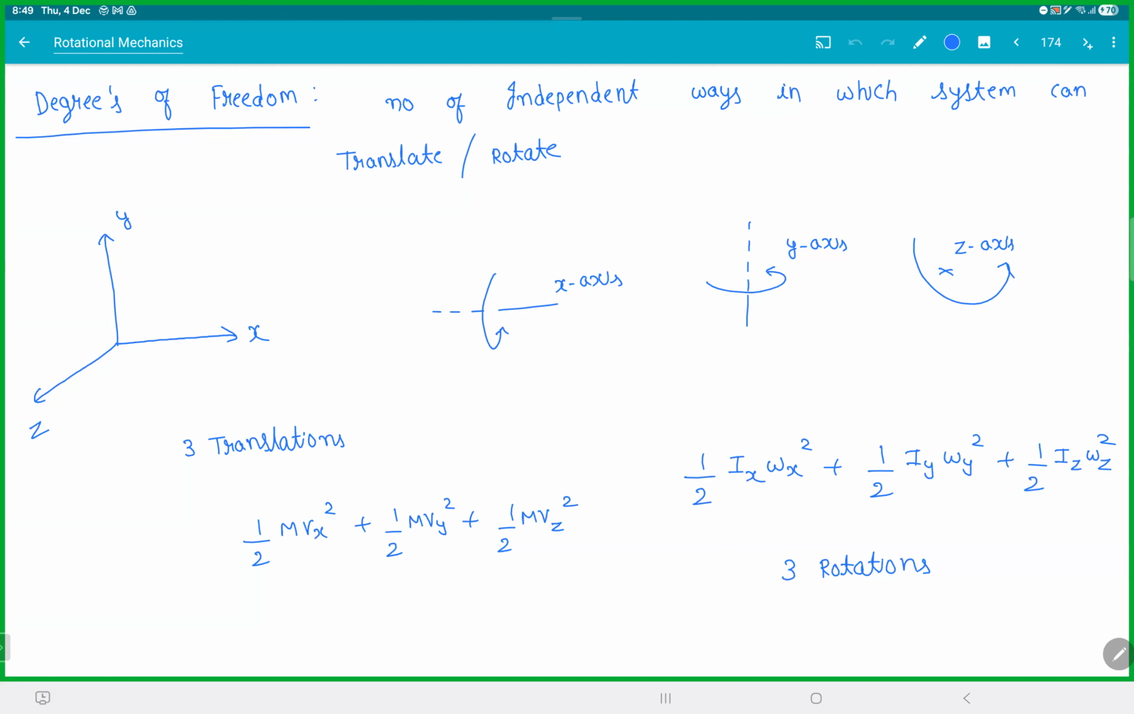Now, in chemistry, they have something more. If it's a triatomic molecule, there is something called vibrational degrees. Let's not get into all that stuff.